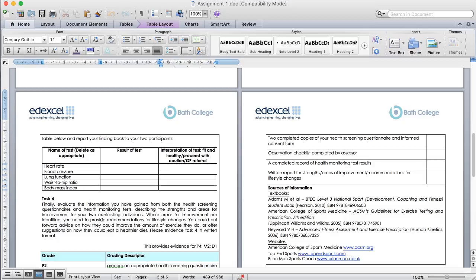You could put forward advice on how they could improve the amount of exercise they do, or offer suggestions on how they could eat healthier, etc. Alright, so if we look at what I've done for you, I've kind of gone through this process.